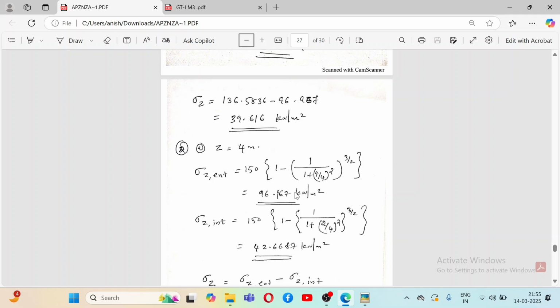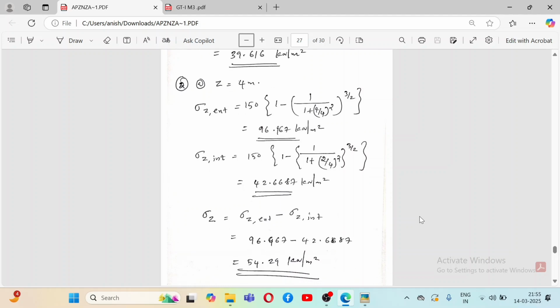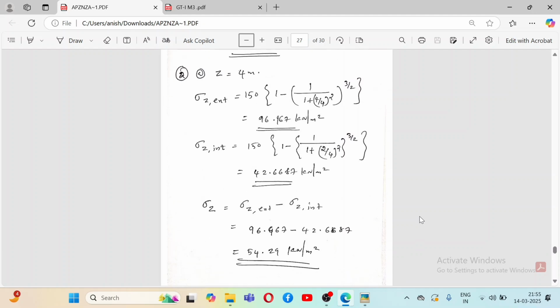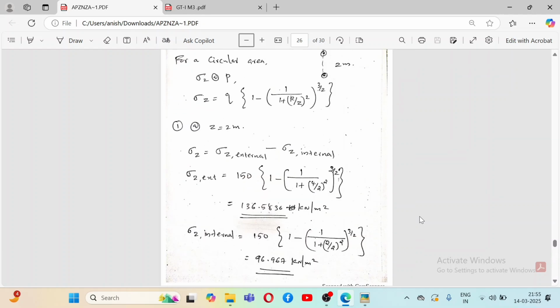And then you take the internal. Same way 150 multiplied by 1 minus 1 by 1 plus 2 by 4 whole square, to the power 3 by 2. You get the answer. Then you deduct from 96.96 minus 42.66 kilonewton per meter square. You get the answer for both of them.